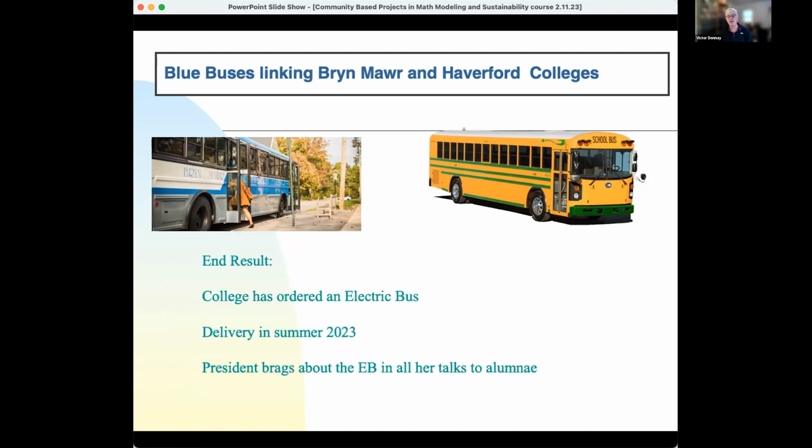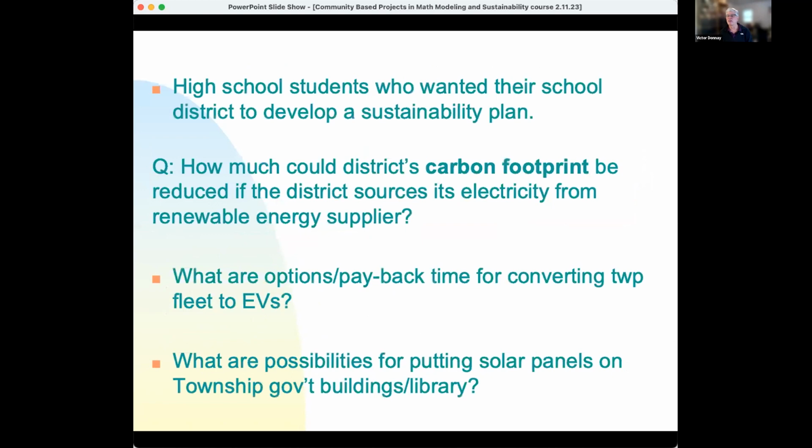The end result, the college has ordered an electric bus. It's going to be delivered in summer 2023, and we'll start driving. And the president brags about this electric bus in all of our talks. I saw some of my former students last summer for the alumni weekend, and they said she gave 3 talks, and in every talk she talked about the electric blue bus. So that really plays a part in it. And it's kind of win-win for everybody. So again, the students really made an impact and were really excited by their projects.